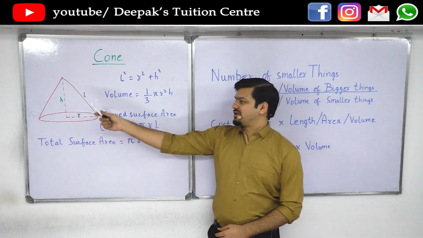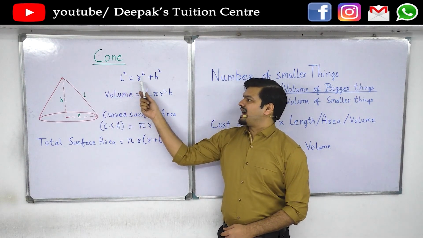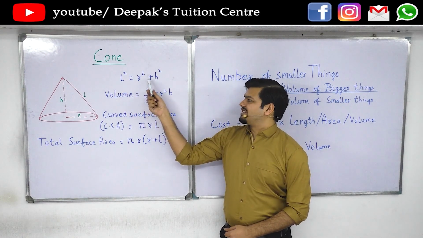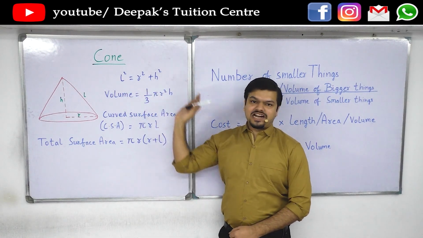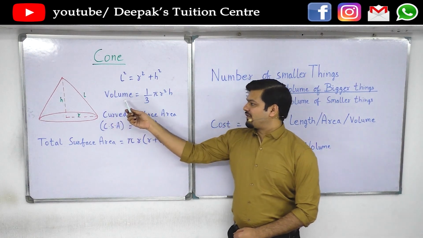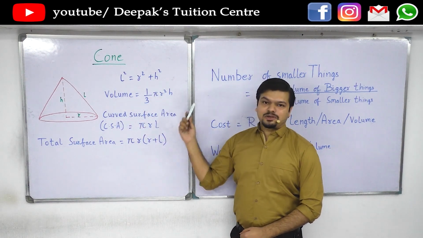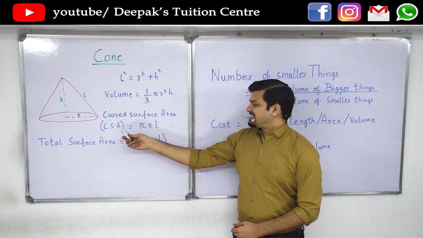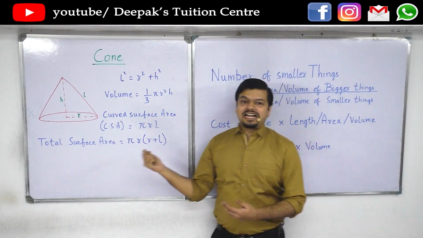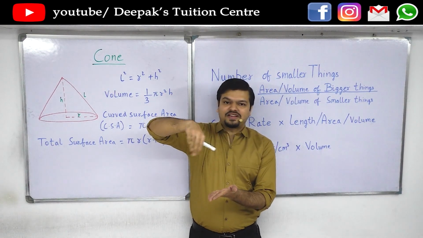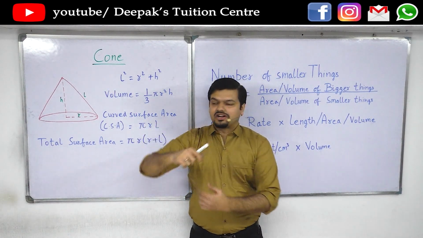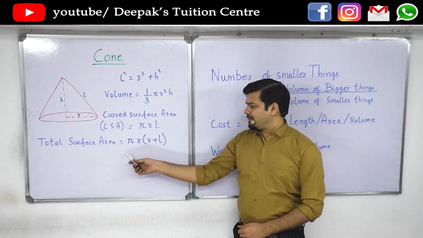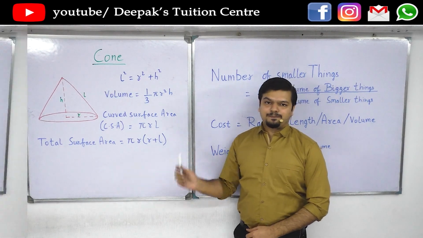So by Pythagoras theorem, the hypotenuse square equals base square plus perpendicular square, or simply L² = r² + h². This is a standard formula. The formula for volume is (1/3)πr²h. The curved surface area, that is CSA, is πrL, and the total surface area is basically the curved surface area plus the area of base, that is a circle. So πr(r + L). If you open the brackets, you get πr² + πrL.